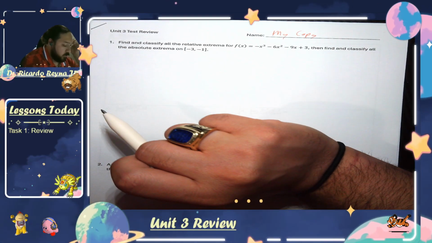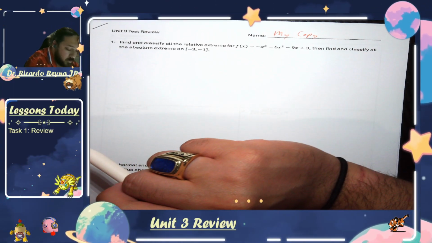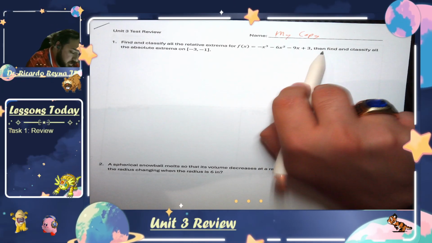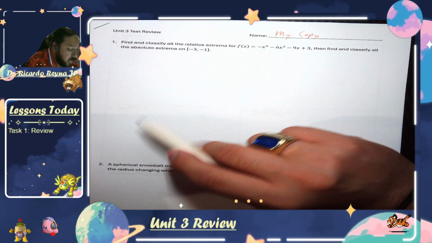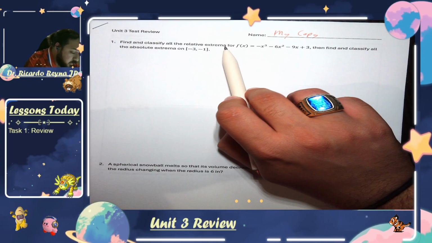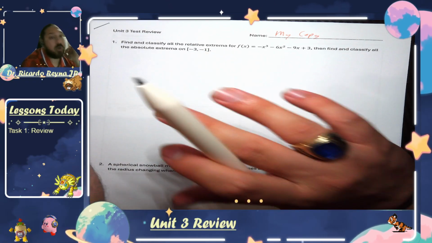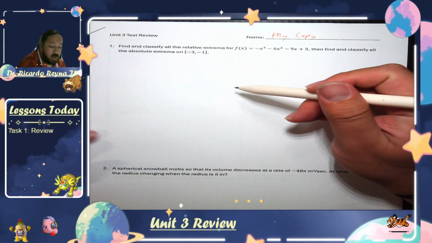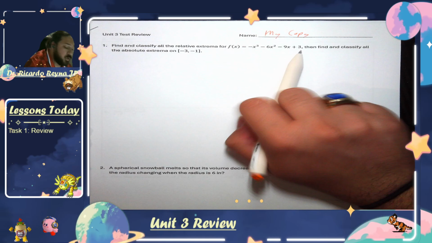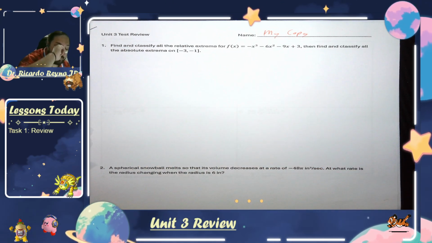Number one: find and classify all of the relative extrema for f of x, which is this. Then find and classify all the absolute extrema on this interval. Relative extrema is over the whole span, and really we just care about this area's critical points. So let's go ahead and do that.